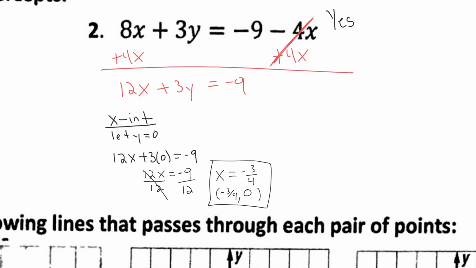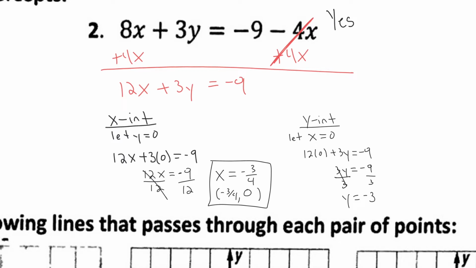Now we need to find the y-intercept. For the y-intercept, well, you are going to let x equal 0. I'm going to put here, let x equal 0. So I'm going to go back to the equation. Notice here's the x right there. So I am going to put 12 times 0 plus 3y equals negative 9. Again, when you multiply by 0, you can kind of ignore this portion because that's going to be 0. So 3y equals negative 9, divide by 3. So y equals negative 3.